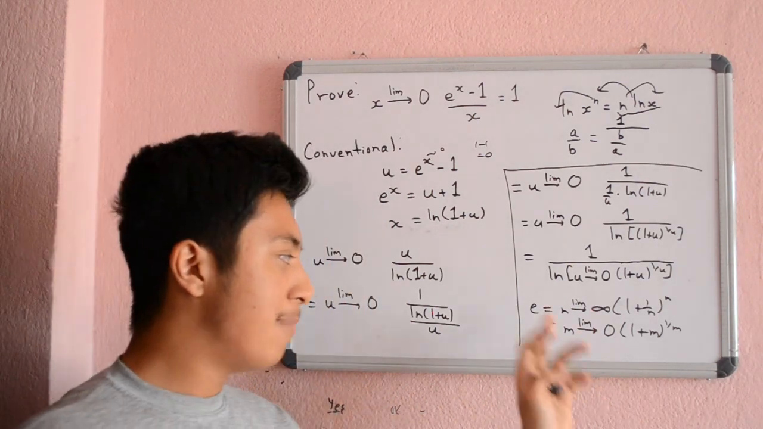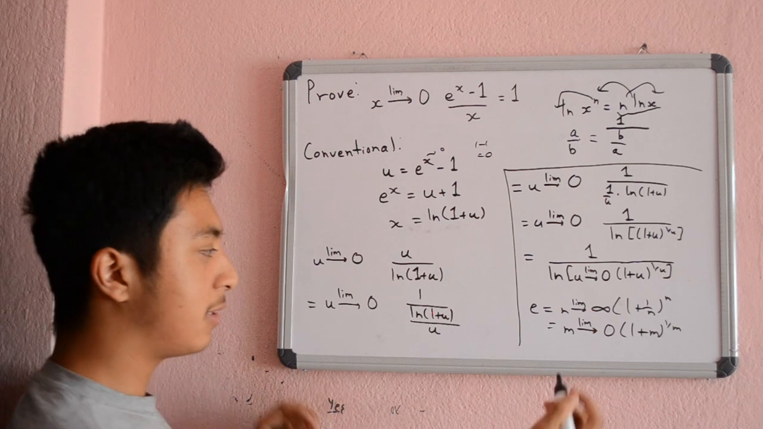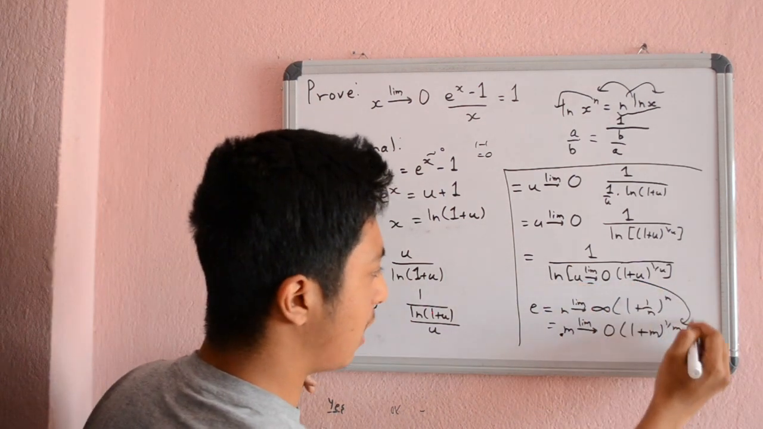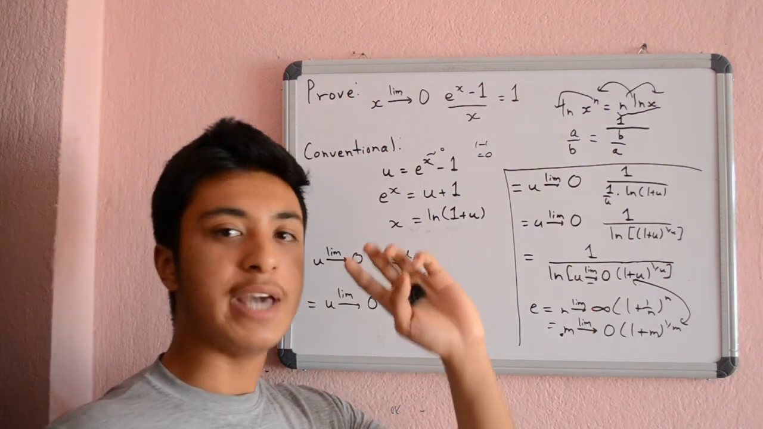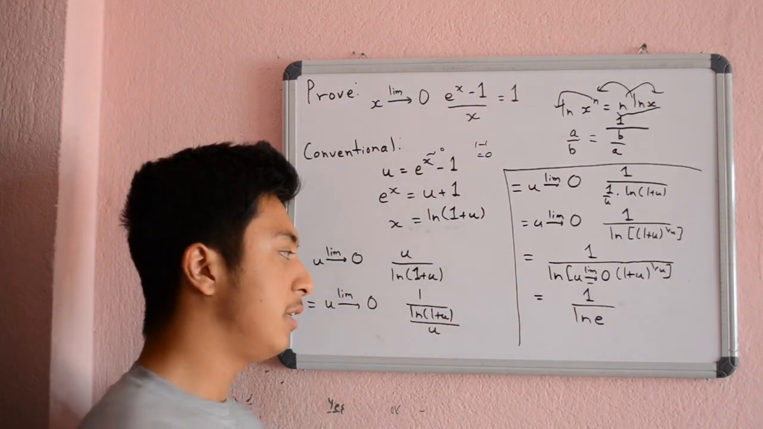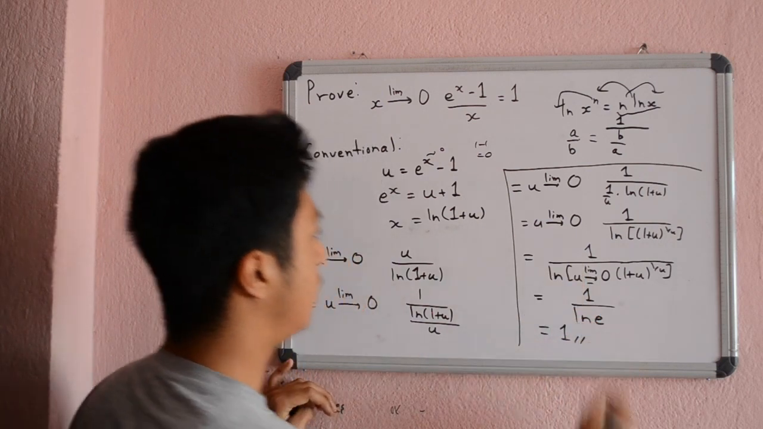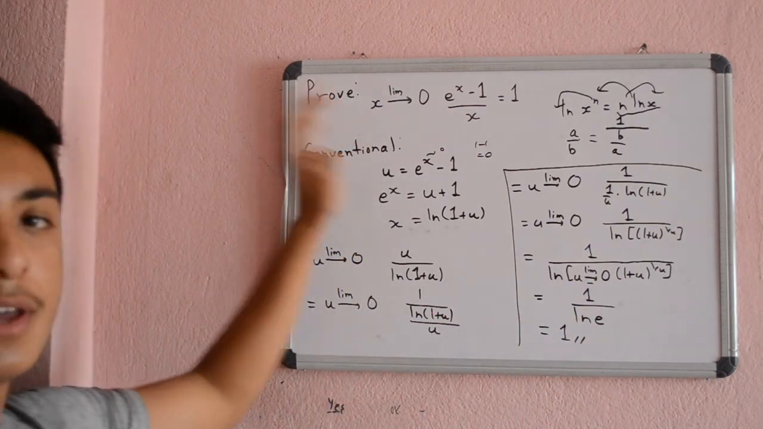Any number m, a, b, c, d doesn't matter, this will all be e. So that means this and this are the same, meaning we have 1 by ln of e, which is just 1 by 1, which is 1. That is our conventional method.